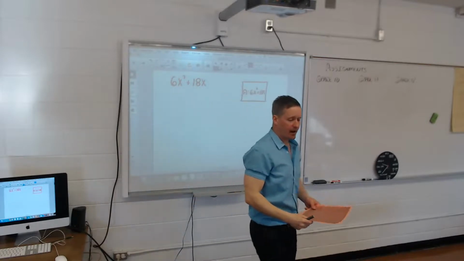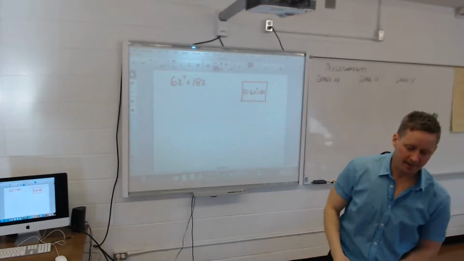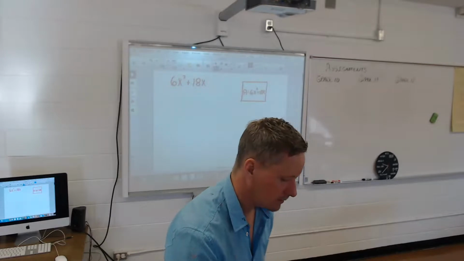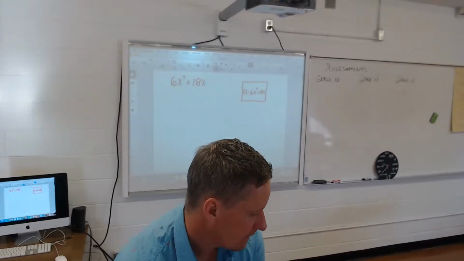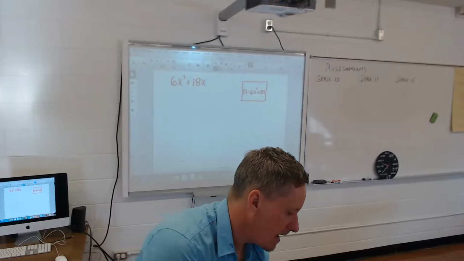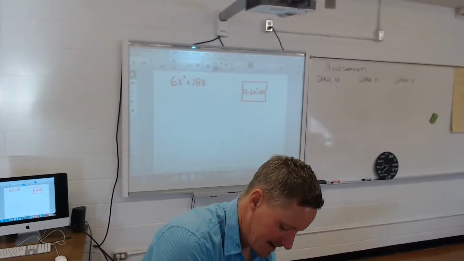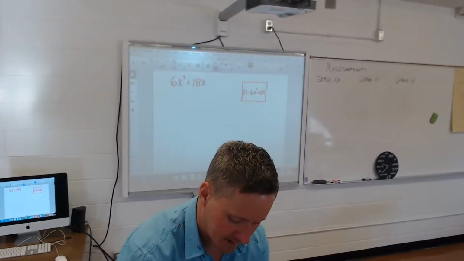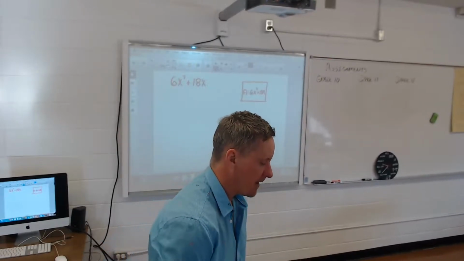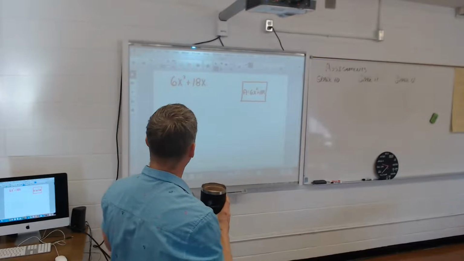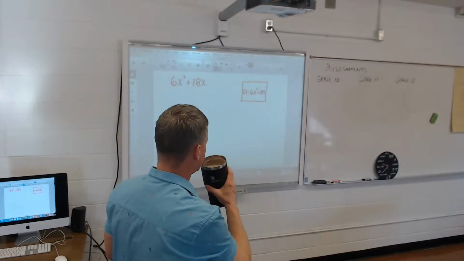Now, because I have a binomial, I don't have to factor it the same as I do a trinomial. So what I want to do right now is find the very first thing that we have to learn with factoring, find the greatest common factor. Okay? So what is the greatest common factor here? What do both 6x squared and 18x have?